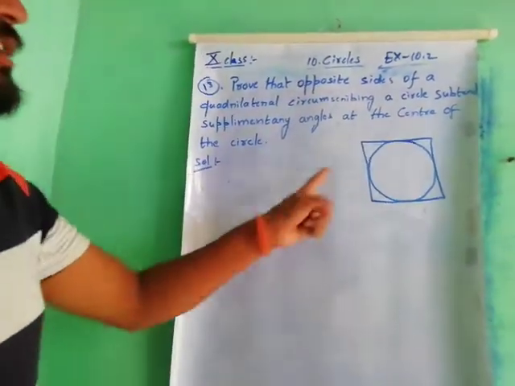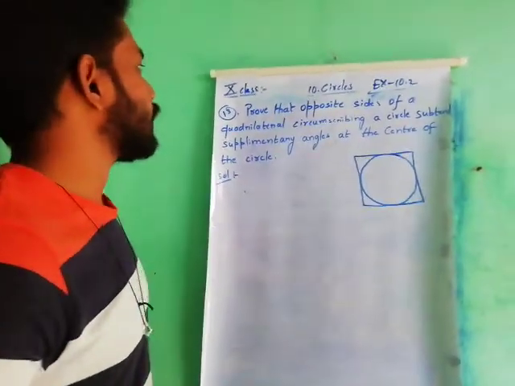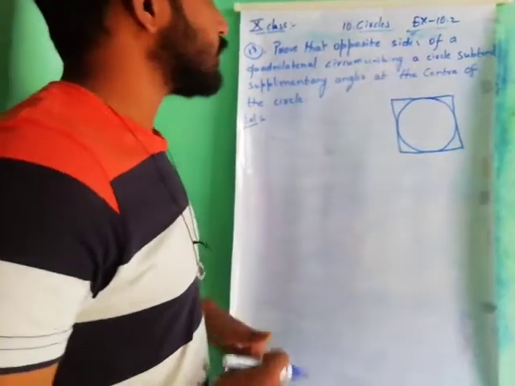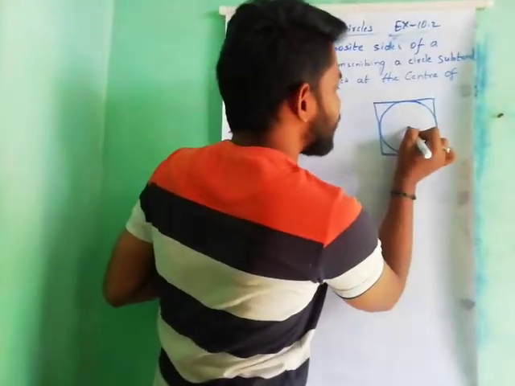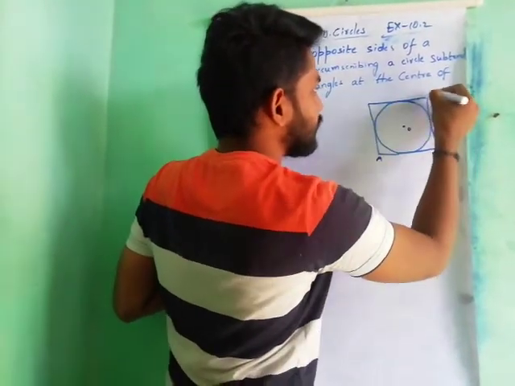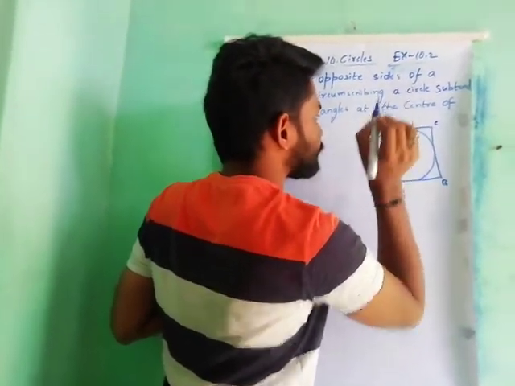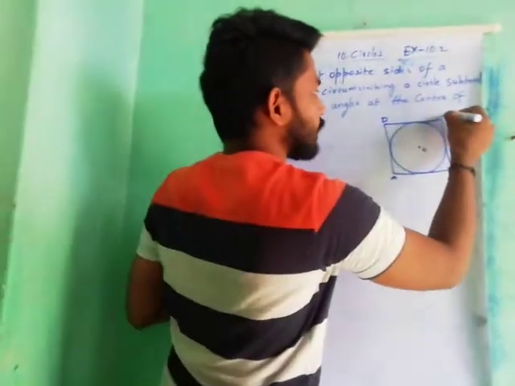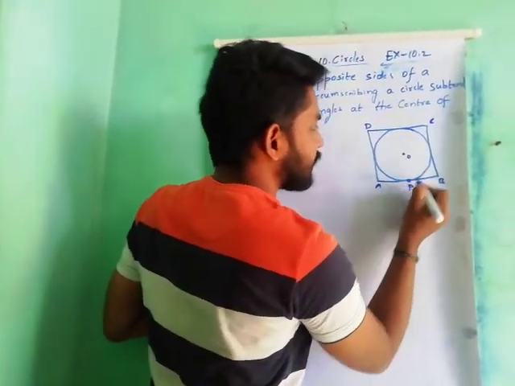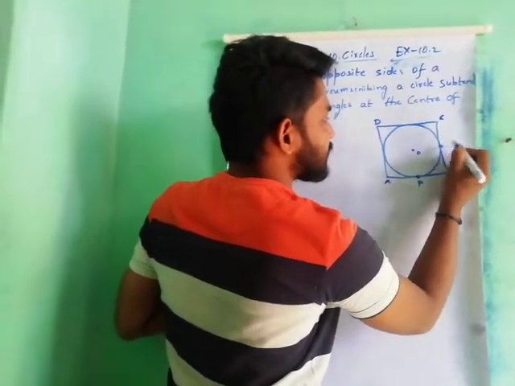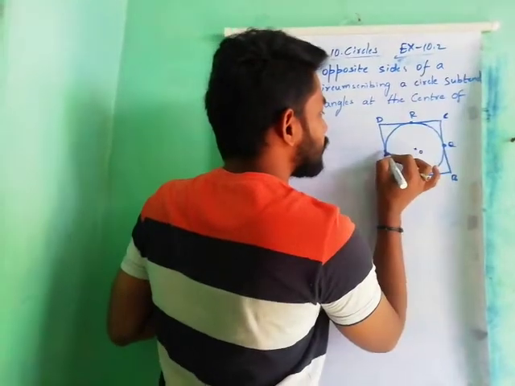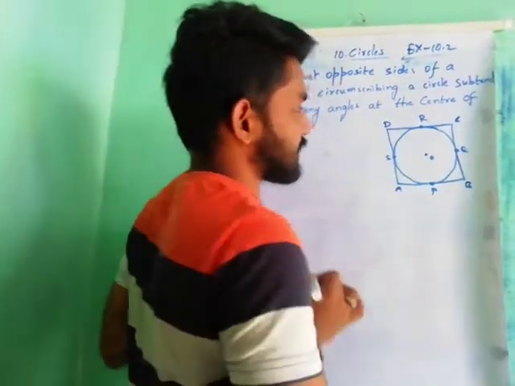So the four-sided figure is a quadrilateral circumscribing a circle. The circle has center O, and ABCD is the quadrilateral. Here the point of contact we named P, and the circle touches the next side at the point we named Q, and here it is R, here it is S.